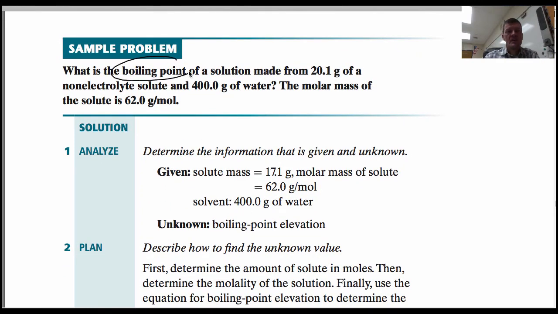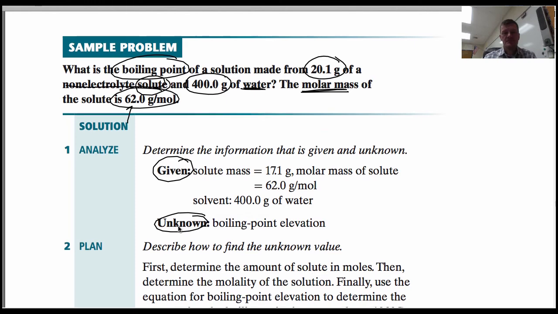We want to know what is the boiling point. You're going to have 20.1 grams of some solute. It doesn't even matter what it is. Sugar, salt, whatever. And 400 grams of water. And we are told that the molar mass of this solute, whatever it is, they're giving it to you, is 62. So here's what's given, and we want to find the boiling point elevation.